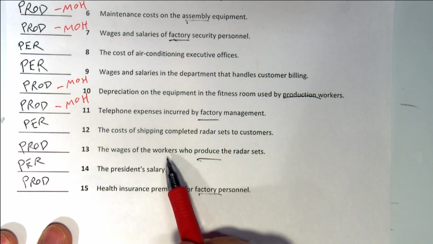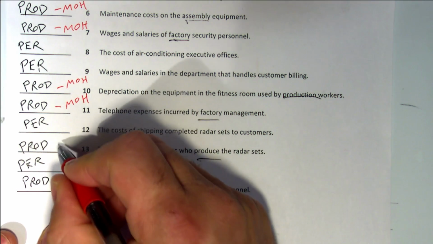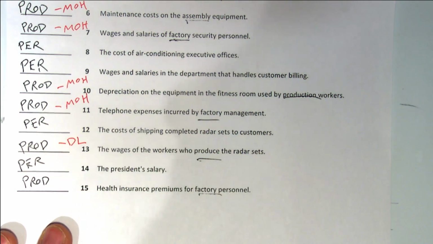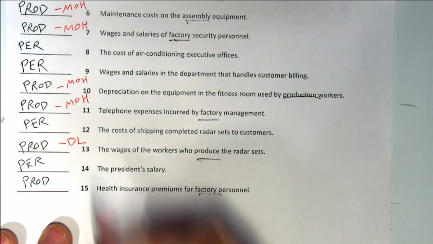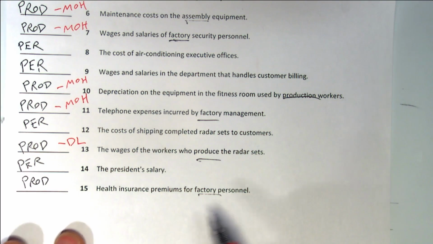13, the wages of the workers who produce the radar sets. Direct labor. That is direct labor, right? Sometimes they're called touch labor. These are the people who actually are touching that product, putting it together, doing the drilling and the sawing and all that sort of stuff.